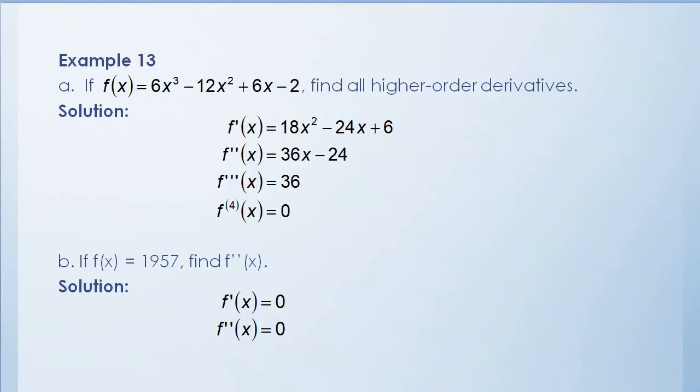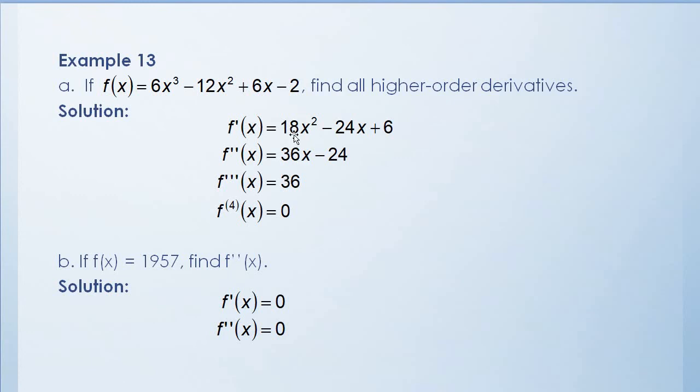Okay, let's move on. If f(x) equals 6x power 3 minus 12x squared plus 6x minus 2. So for the first differentiation, we will have 6 multiplied by 3, we get 18, x power 3 minus 1, we get x squared, minus 12 multiplied by 2, we'll get 24, x power 2 minus 1, we get x power 1, differentiate 6x, we get 6, differentiate 2 constant, we get 0.